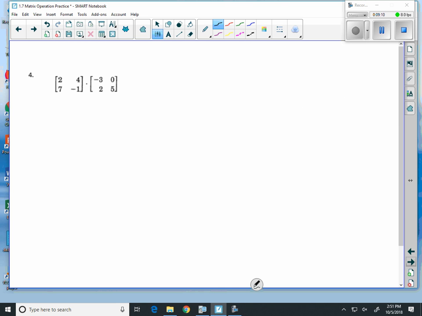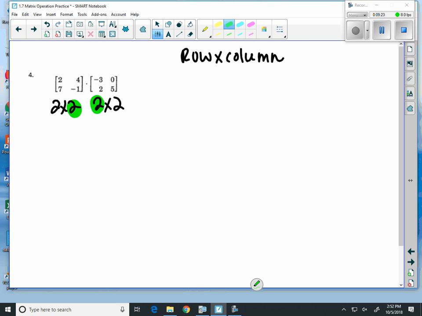All right, number 4. We're doing row by column. When we multiply, we have a 2 by 2 and a 2 by 2. If we look at the insides, they're both 2. That means that we're good to go ahead and multiply. Our result is going to be those 2 outside numbers, a 2 by 2. So at the end, we should have a 2 by 2 matrix if we did our math right.